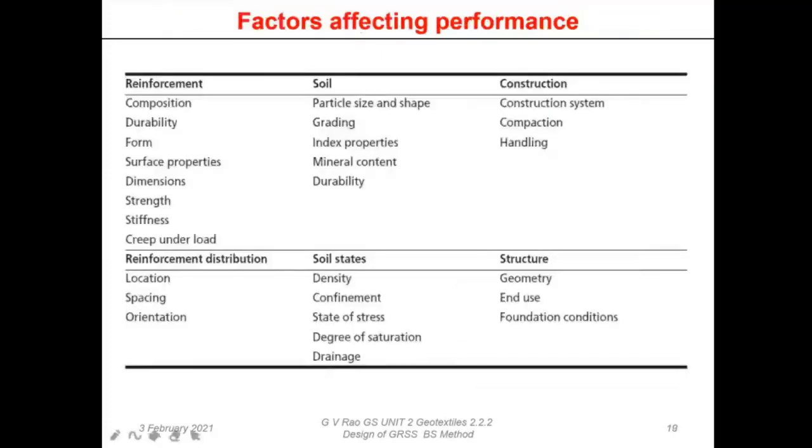When you start looking at them, what do we find? There are many factors influencing performance, and that is recognized by this code. We are talking of the reinforcement: the composition, the durability, the form of reinforcement, whether it is strip or grid, the surface properties, dimensions, strength, stiffness, creep, where they are located, and the spacing and orientation. All of them influence the overall behavior. And then the soil: particle size and shape, grading, index properties, mineral content, durability. It could be densified. What is the state of stress? Is there saturation or not? Is there drainage or not? All these things are going to influence our wall.